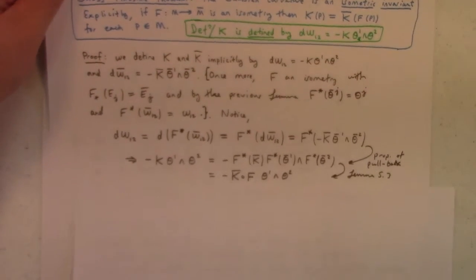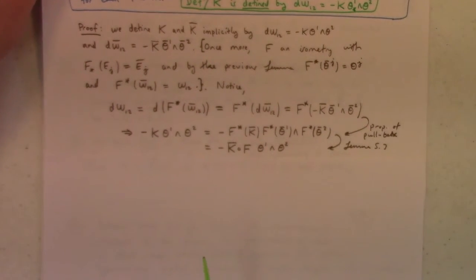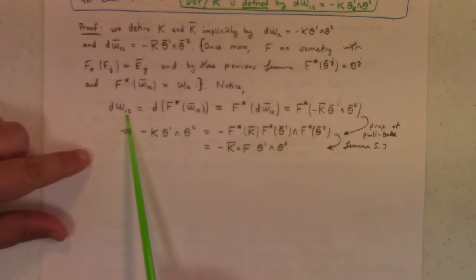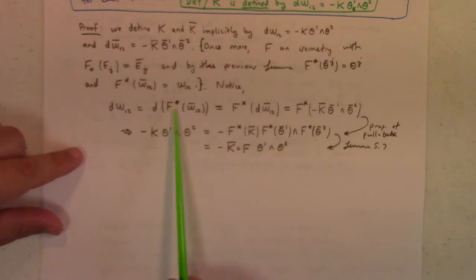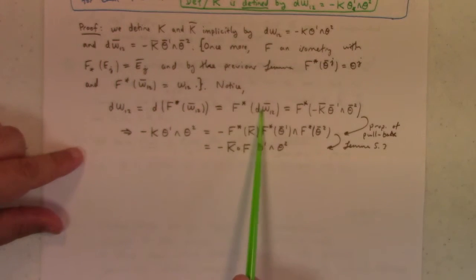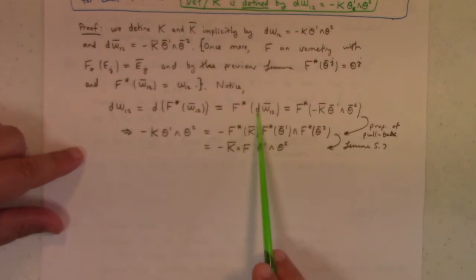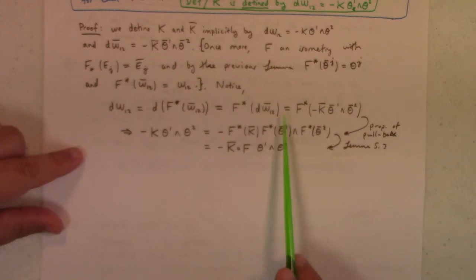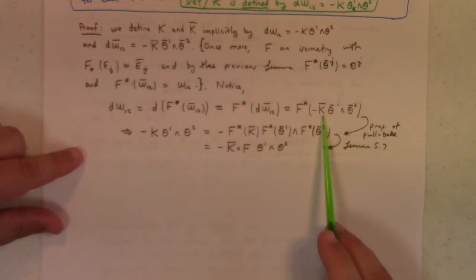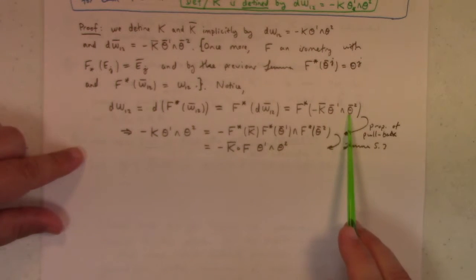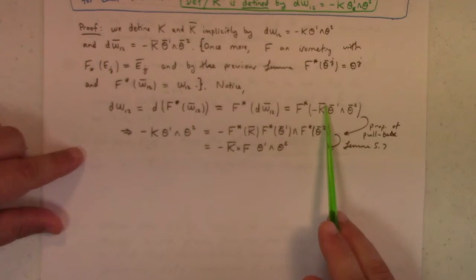All right, so here it is. So, d omega 1,2 is d of the pullback of omega bar 1,2. But I can commute the differential and the pullback, right? Properties of pullback and differential, exterior derivative. And then the definition of d omega bar 1,2 is that it's minus k bar, omega bar 1 wedge omega bar 2, that's the Gaussian curvature on M bar.